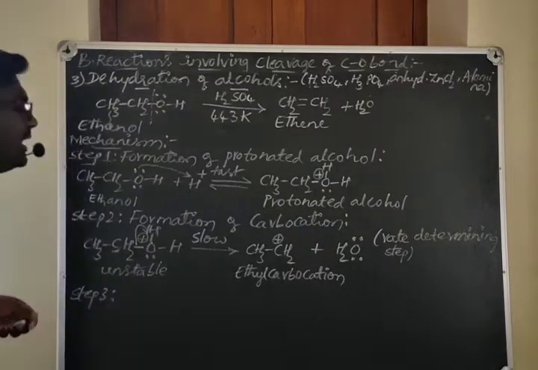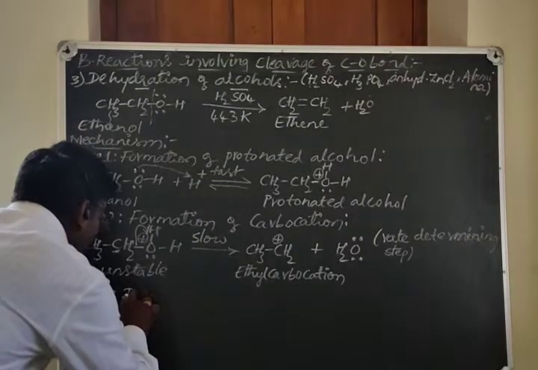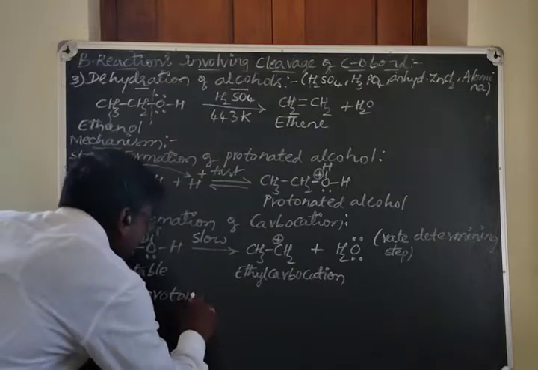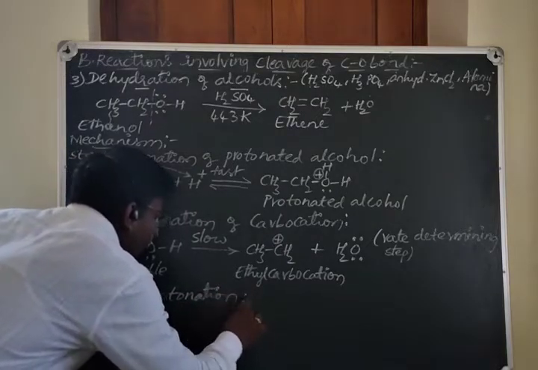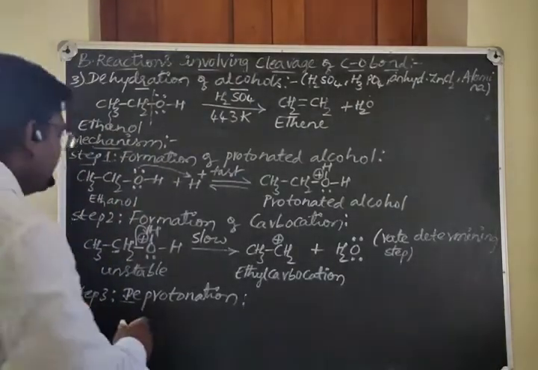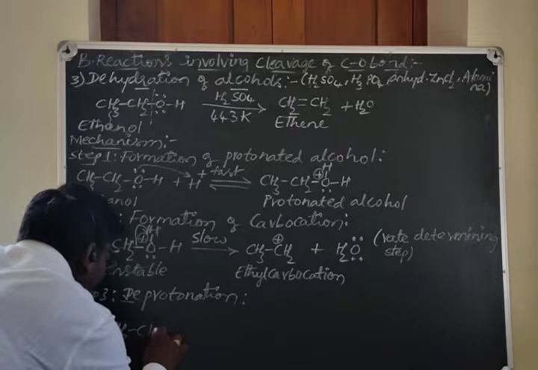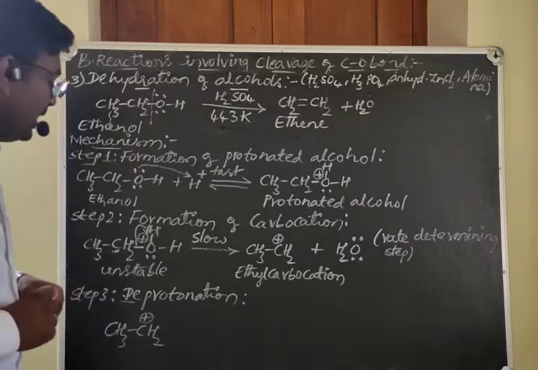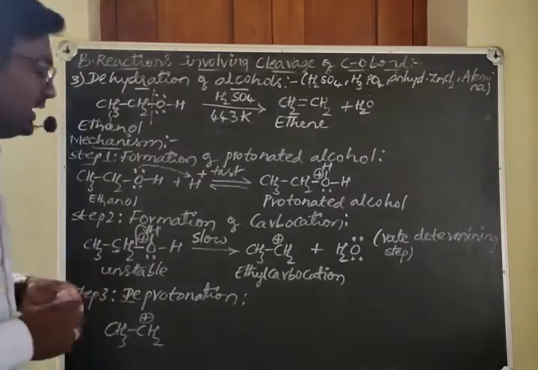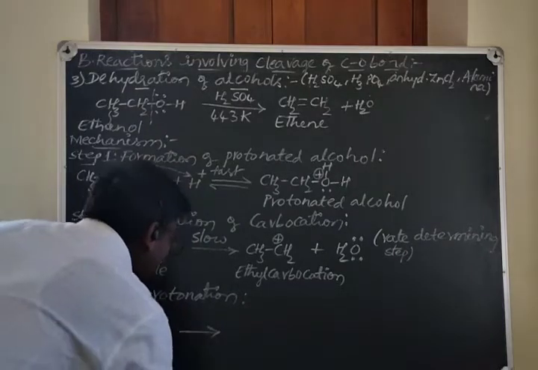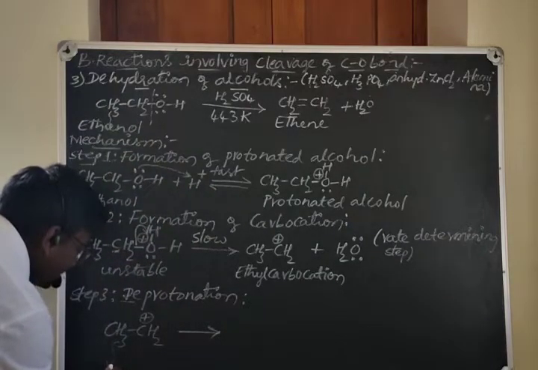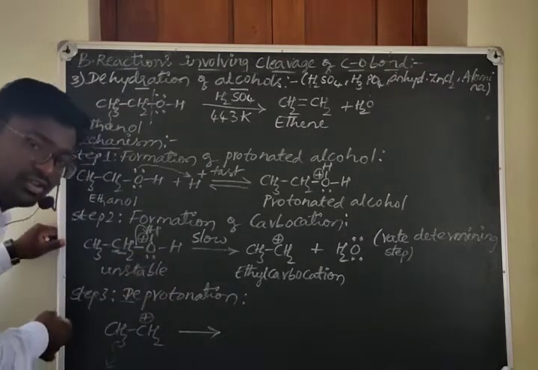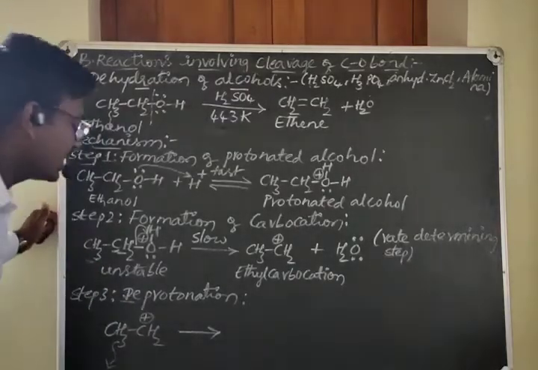It is the deprotonation step. What is deprotonation? De stands for removal, so deprotonation is removal of proton. This CH3CH2 plus, that is the ethyl carbocation, is an unstable intermediate molecule. It collapses into ethene with the removal of H plus ion. You can see that OH minus has come out in the form of H2O, and from this, now an H plus ion is coming out.